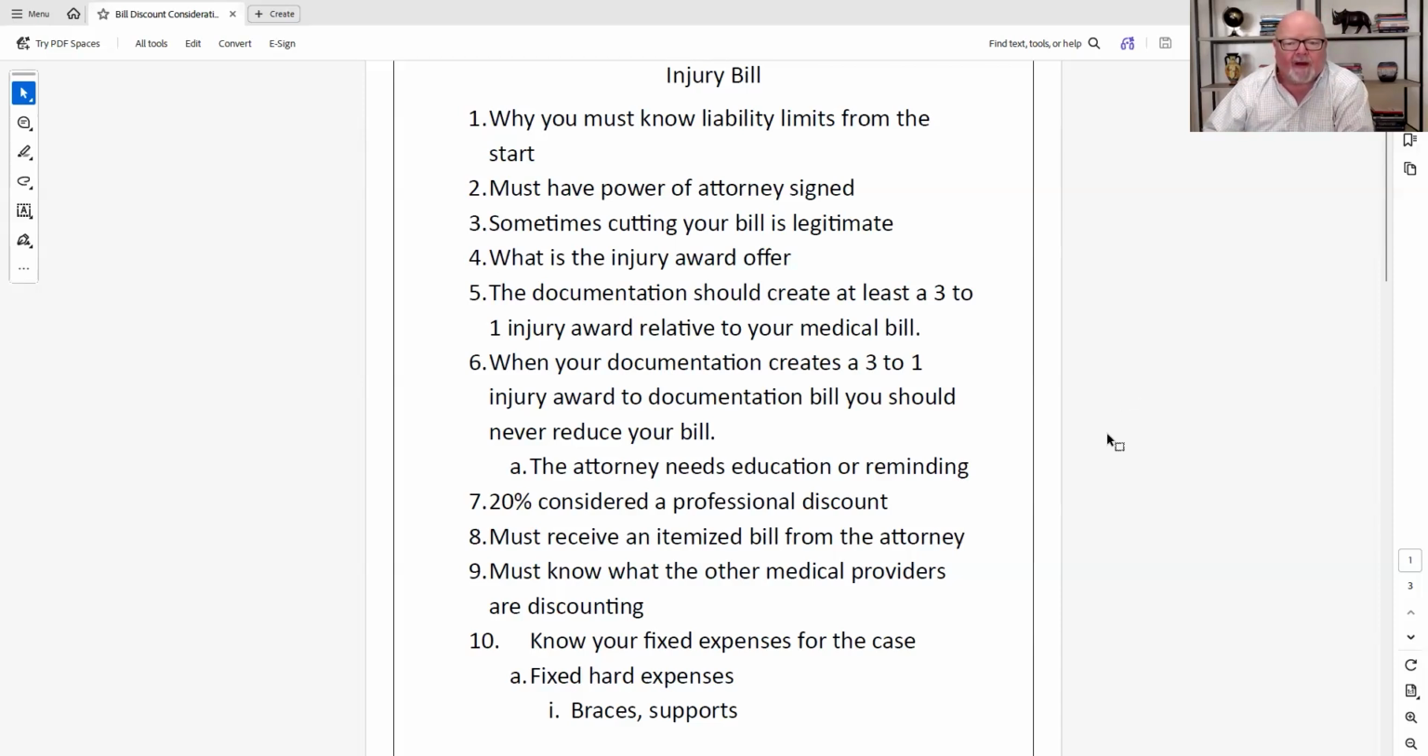Okay, so 3-to-1, that's the big ratio you want to be paying attention to. The injury award is at least 3-to-1 of the medical bills. That's what you want to pay attention to. Now, if your documentation creates at least a 3-to-1 injury award, you shouldn't be reducing your bill. And now that has happened.